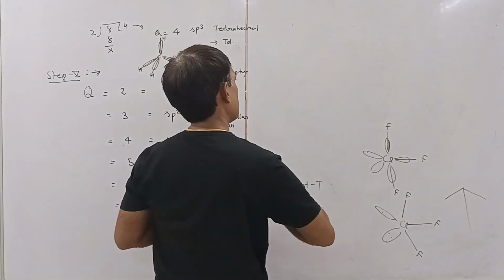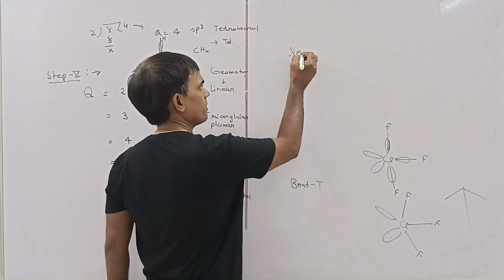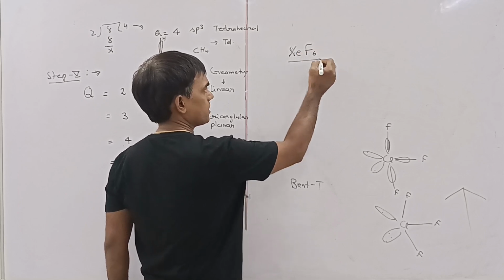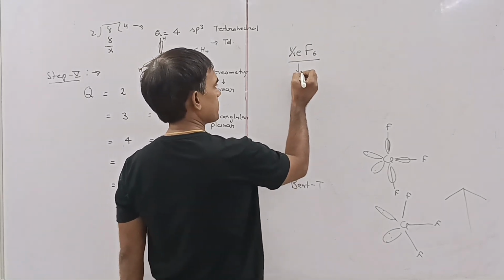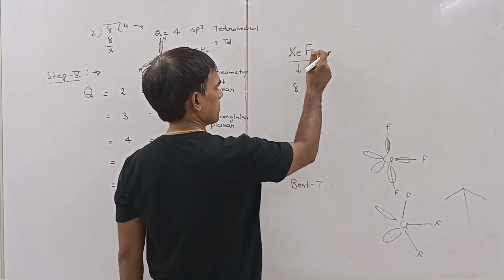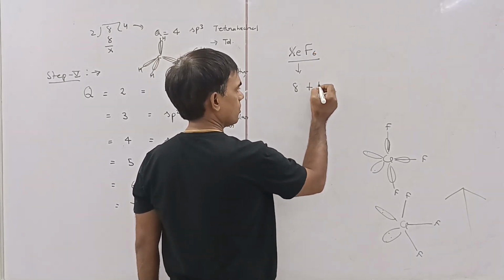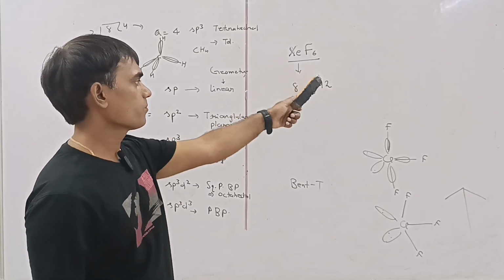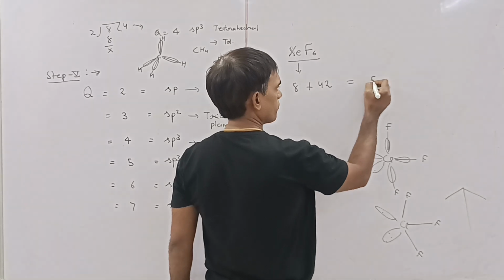Let us see. Take up the example of XeF6. In case of Xe, the number of valence electrons is 8. The number of valence electrons in fluorine is 7. 7 times 6 is 42. 42 plus 8 comes out 50.